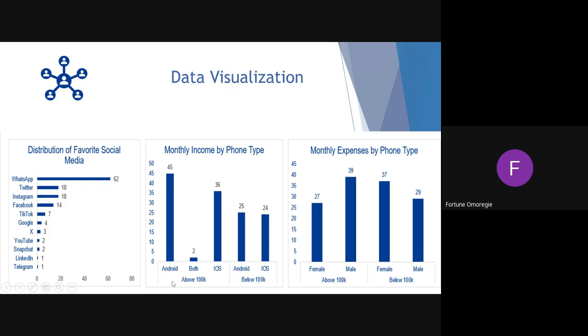The monthly income by phone type: above 100K, we had 45 Android users who earned above 100K, 36 iOS users who earned above 100K, and 2 users who use both types of phones earning above 100K. 25 Android users who earn below 100K. 24 iOS users who earn below 100K. And the monthly expenses by gender were 39 male who spent above 100K. Sorry, 27 female who spent above 100K, 37 female who spent below 100K, and 29 male who spent below 100K.